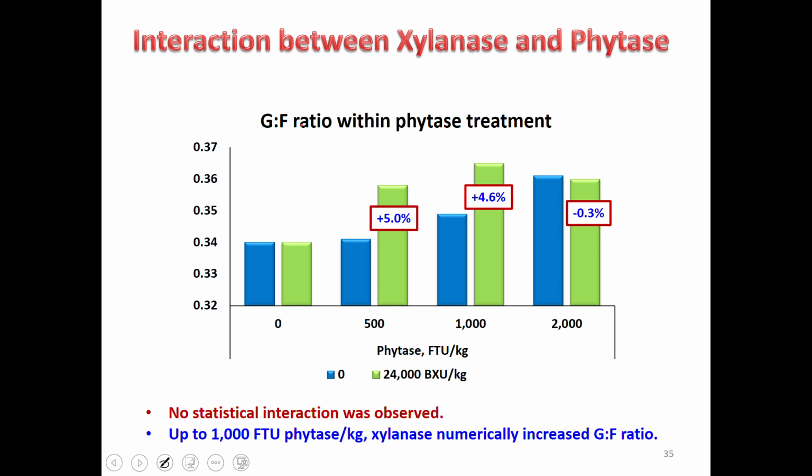And we could not find any interaction between xylanase and phytase supplementation in our measurements. But even though there was no statistically significant interaction in this study, we could find a potential interaction between these two enzymes. So this graph showed gain to feed ratio improvement when phytase is supplemented at 500 and 1000 FTU. So xylanase supplementation could increase feed efficiency with phytase supplementation, but it's a numerical difference, so we need a further study to demonstrate this interaction.